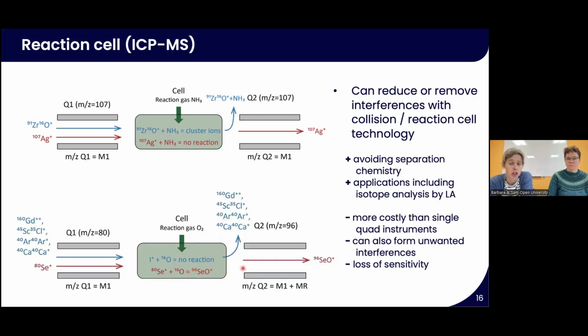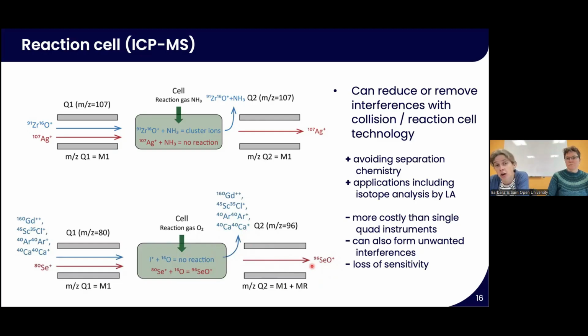So what we do is we shift the mass of our second quadrupole to 96, which is the mass of selenium at 80 plus the mass of oxygen at 16. So we set that at 96, and we're effectively measuring selenium oxide on our detector. So advantages of the reaction cell are that we can avoid separation chemistry, and it has a whole host of applications, particularly looking at laser ablation and moving into the possibilities of isotopic analysis by laser ablation.